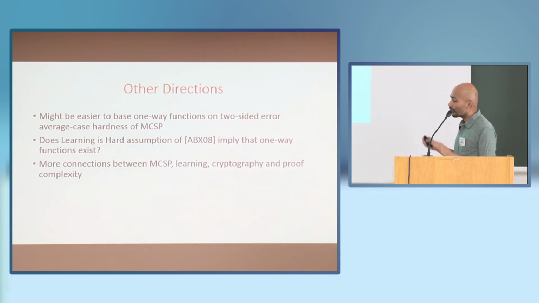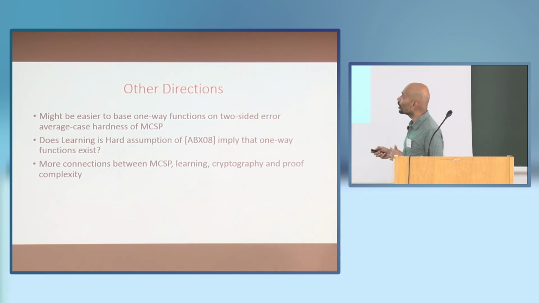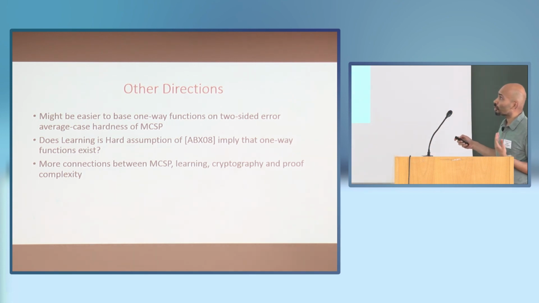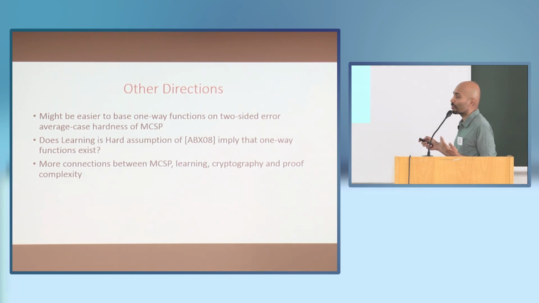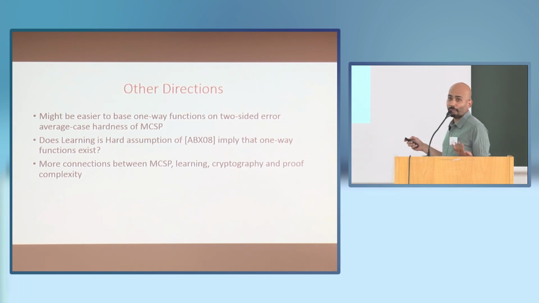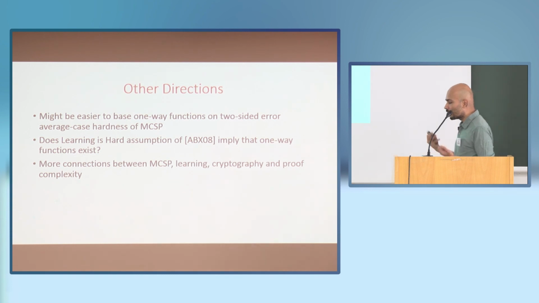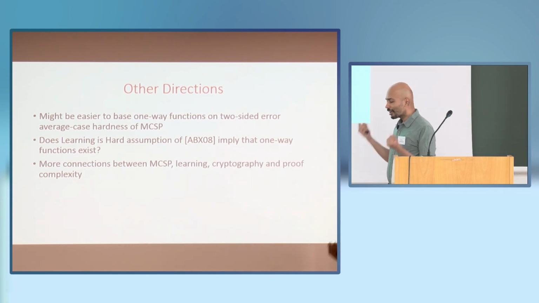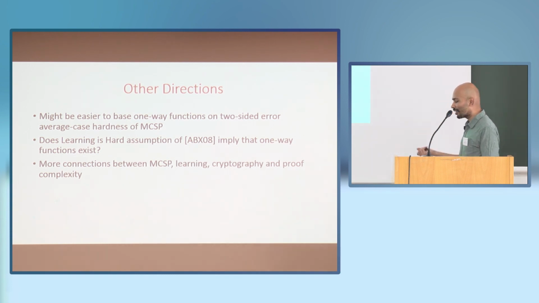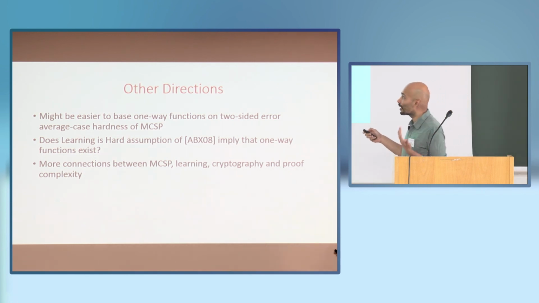Okay, so this is by far not the only direction in which you can approach this question that I asked. We might be able to base one-way functions on some other average case hardness notion for MCSP, say two-sided error average case hardness with respect to a certain class of sampleable distributions. That's another possibility. And it might be easier to do, because it seems that we're hampering ourselves by considering the uniform distribution and the notion of zero-error average case hardness. Maybe we can be a bit more flexible and get stronger implications.